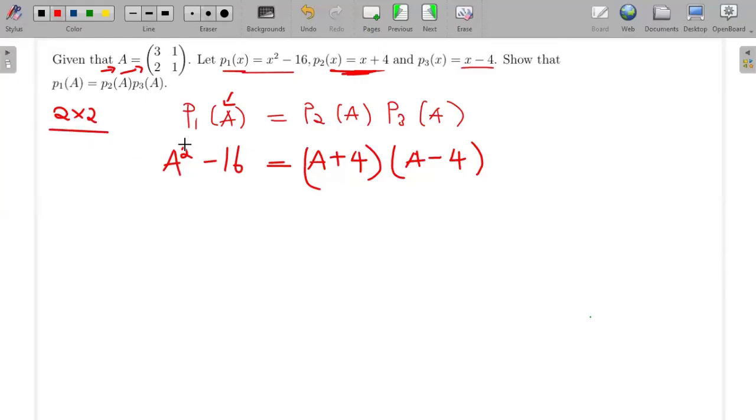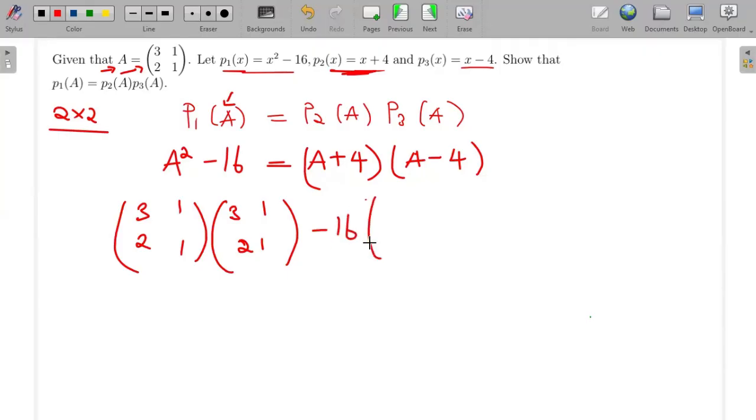So now I'll replace this A with the matrix. That will be 3, 1, 2, 1. Since it's squared, it means it's multiplying itself. So this is what we have. And then minus this 16, which I'll multiply by the identity, which is a 2 by 2. So that will just be 1, 0, 0, 1. The identity just has ones in the main diagonal.